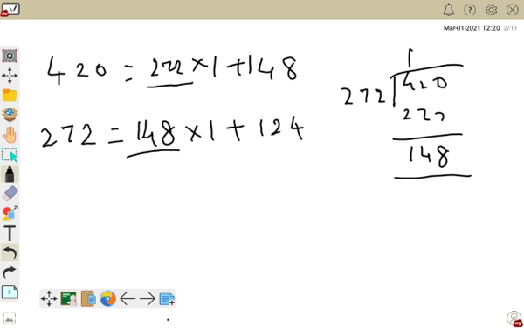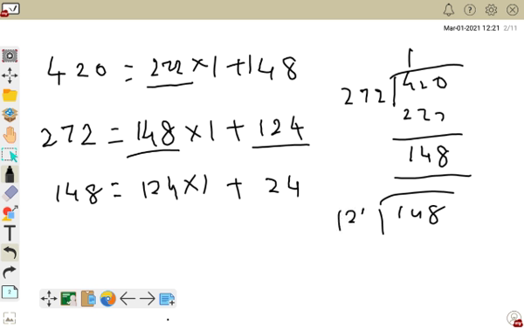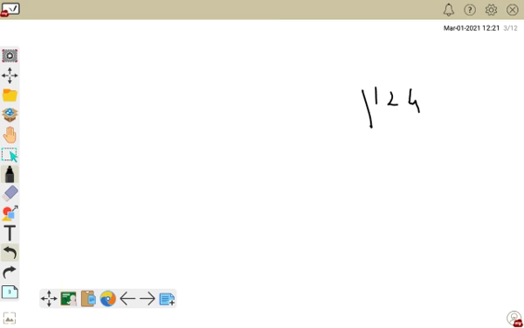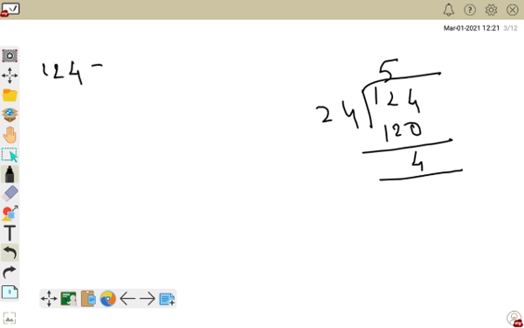Okay so again this becomes A and this becomes B. So 148 is equal to 124 into 1 because 2 times is more. So again the remainder will be 24. If you divide 148 by 124, 24 will be the remainder. So now again I will be taking 124 divided by 24. So 5 times 24 is 120. So I will be getting 4 as the remainder. So 124 is equal to 24 into 5 plus 4.